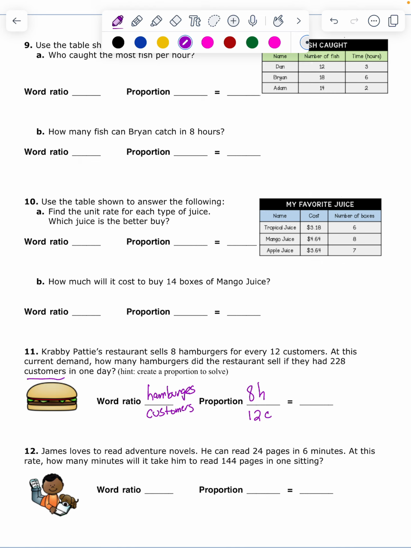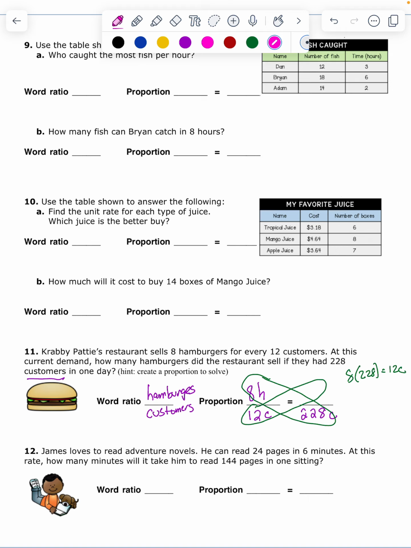I have 228 customers, so it must go down here. If I want, I can multiply this. So I would do 8 times 228 equals 12C. And I can solve that because it's cross multiply and divide.